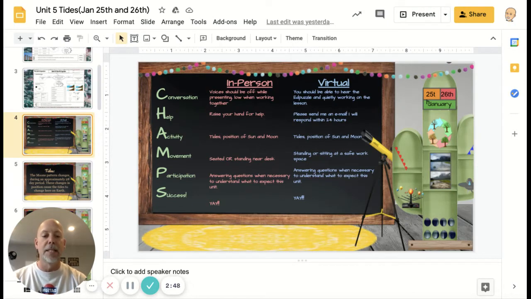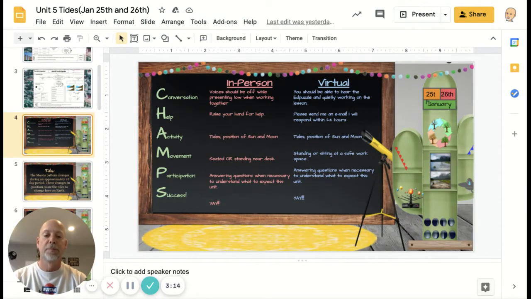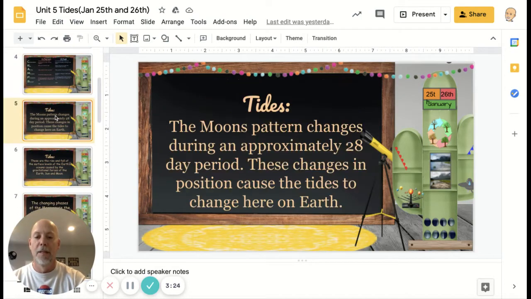The activity is tides, position of the Sun and Moon. The movement, well, we strongly suggest standing or sitting in a safe workspace at your house, hopefully somewhere away from any distractions, any young children, siblings, cousins, whoever's staying with you, just somewhere where you can focus, okay? Participation, well, we want you answering the questions when necessary to understand the material, meaning the Ed puzzle and the worksheet. And then, yay, we'll be successful in completing and understanding tides, okay, and how the Sun and the Moon affect our tides.